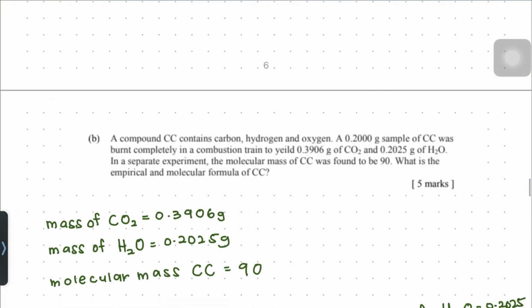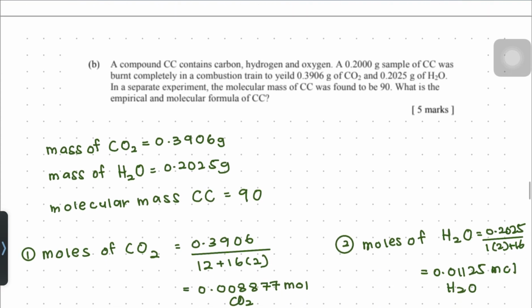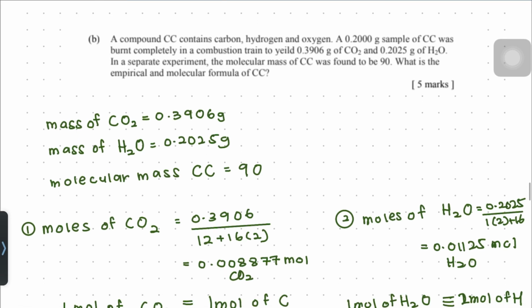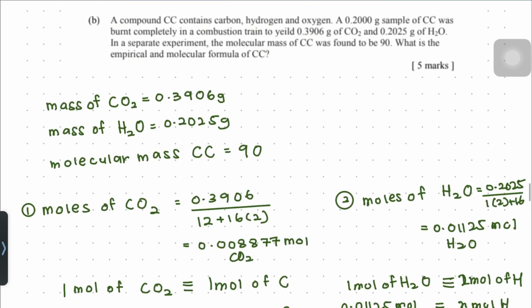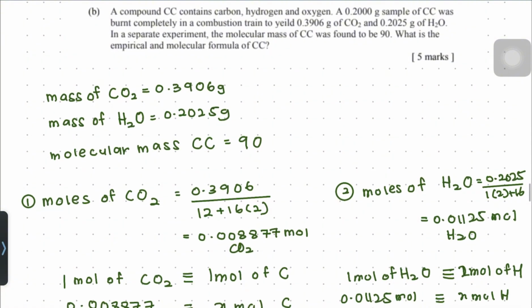Next, we will go to question B. A compound CC contains carbon, hydrogen, and oxygen. A 0.2 gram sample of CC was burned completely in a combustion train to yield 0.3906 gram of CO2 and 0.2025 gram of H2O. In a separate experiment, the molecular mass of CC was found to be 90. What is the empirical and molecular formula of CC?